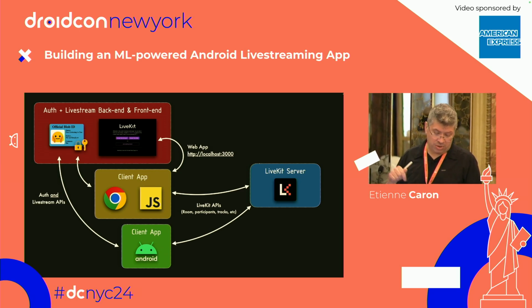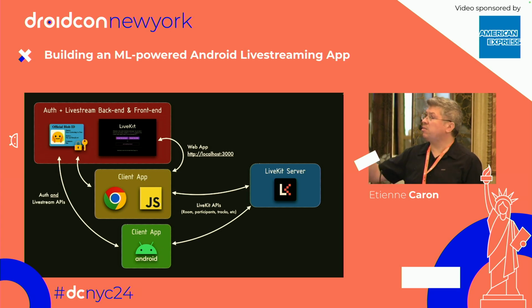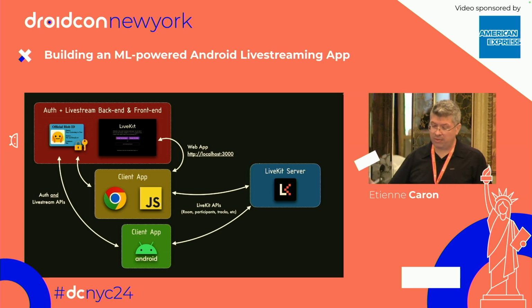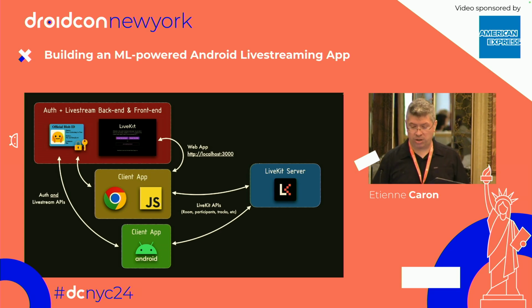And then the third thing it's doing in this specific case, it's actually hosting the web app, as you can see in the top right. Once the clients have gotten what they need from the auth and livestream backend, they're just going to communicate with the LiveKit server directly to handle joining rooms, listening to participants, muting streams, and things like that.